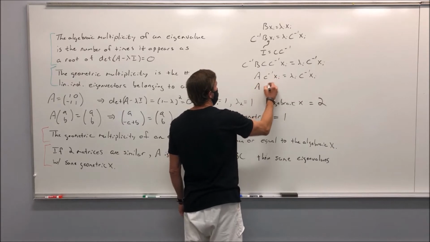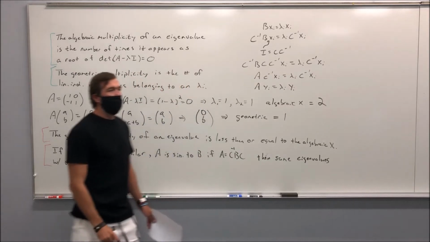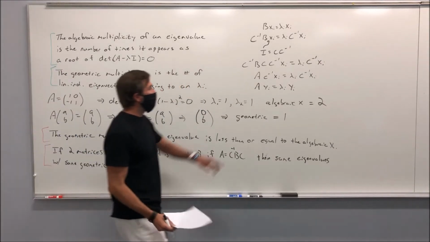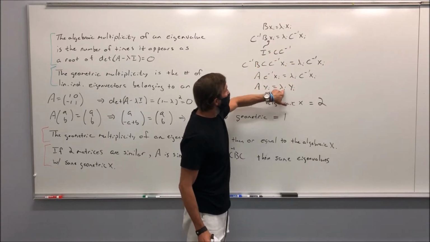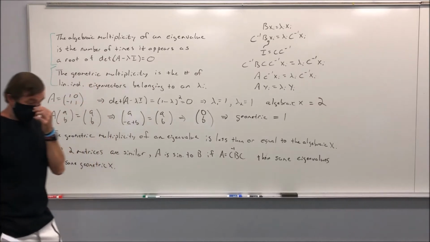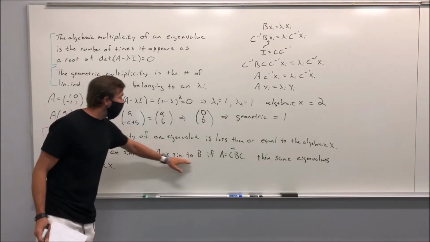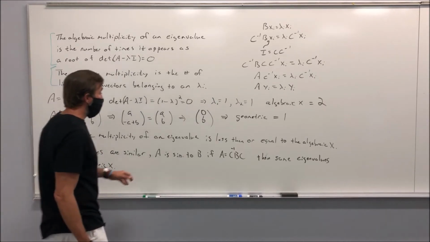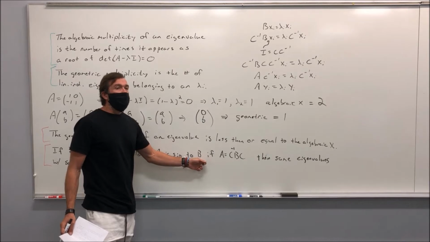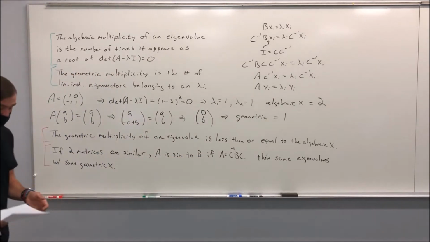Well, this is just a different vector. But notice, even though the vectors are different, the eigenvalues are the same. So your eigenvectors associated with two similar operators might be different, but the eigenvalues will be the same. So if you find the set of eigenvalues to one operator, you're guaranteed to have the exact same numerical eigenvalues to any similar operator.